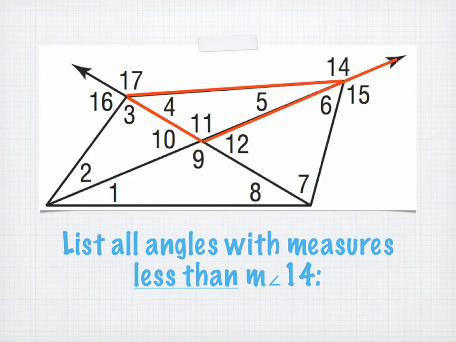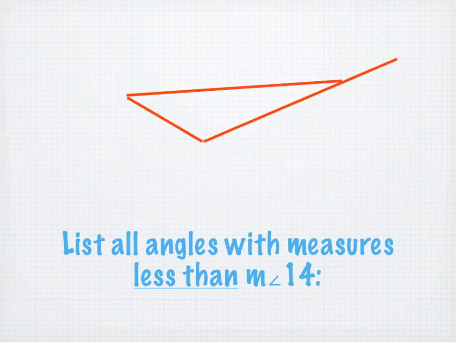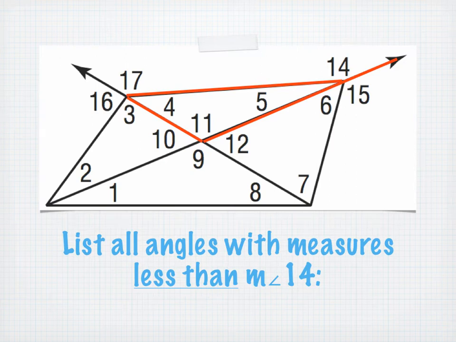So take a look first at this upper triangle, that one. We see that 14 is an exterior angle, and 4 and 11 would be considered its remote interiors. So that means angles 4 and 11 have measures less than angle 14. Now let's take a look at, wait a minute, 11 and 9 are vertical angles. So therefore, angle 9 is also less than angle 14.